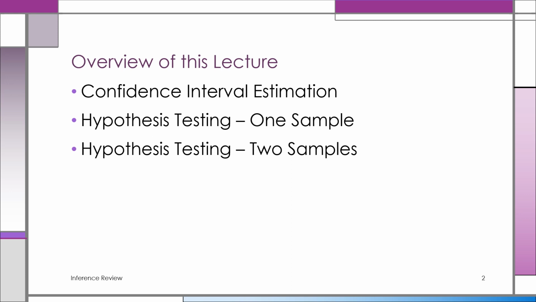Now, the sample evidence will consist of a sample mean, x bar, a standard deviation, s, and a sample size, n. Using that sample evidence, we can construct the confidence interval, and that's called estimation. We're going to call it confidence interval estimation. Later on, we're going to switch over to hypothesis testing. Right now, we're going to be talking about confidence interval estimation.